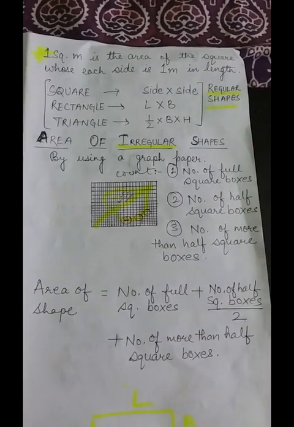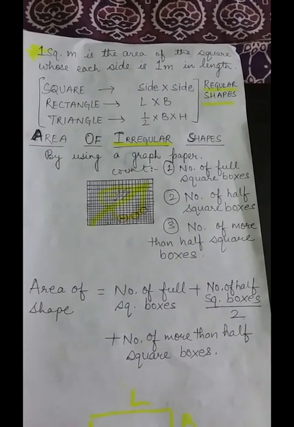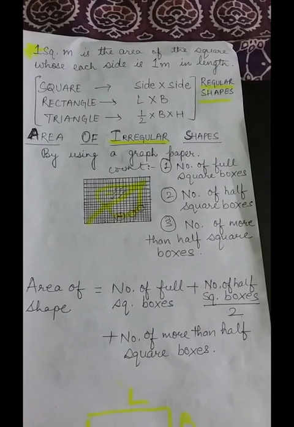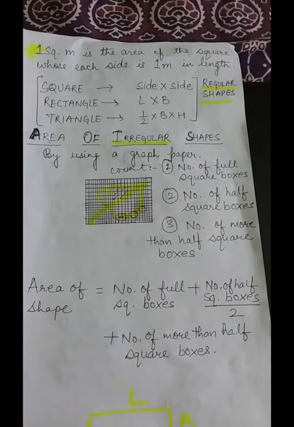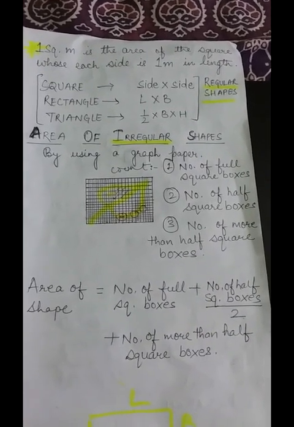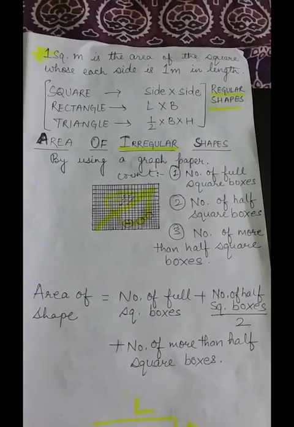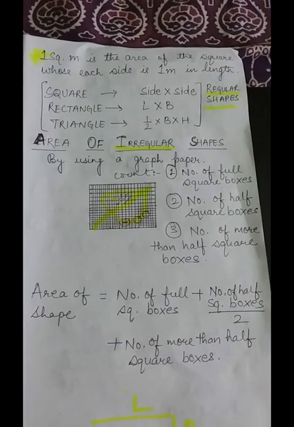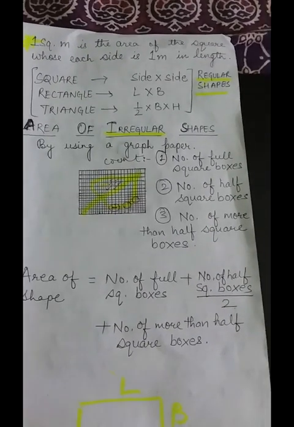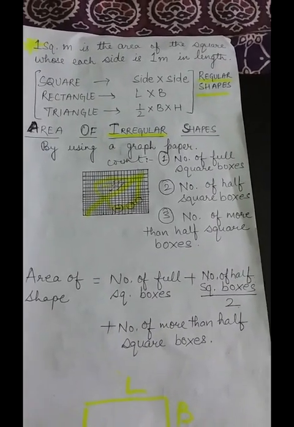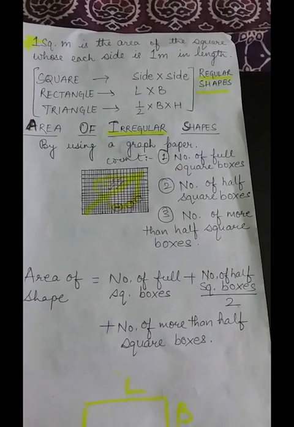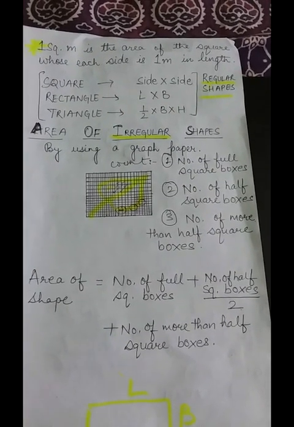And you have to neglect those boxes in which the curve is going by and it is not more than half, it is less than half. So those boxes you have to neglect. Then after adding it up, you will get the area of the shape required. You will get the area of the irregular shape.